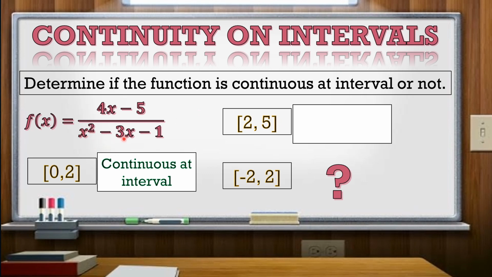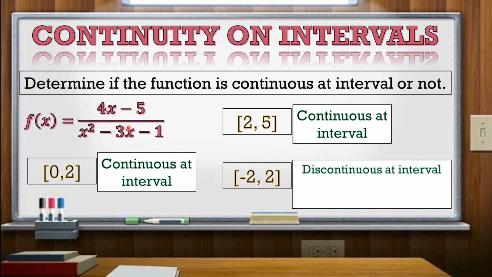How about negative 2 and 2? So yung [negative 2, 2] natin as an interval is not continuous. Okay, bakit hindi siya continuous? So again, negative 2, 2. So the function is discontinuous at interval. Saan siya discontinuous? Meron tayo dito existence of asymptote.